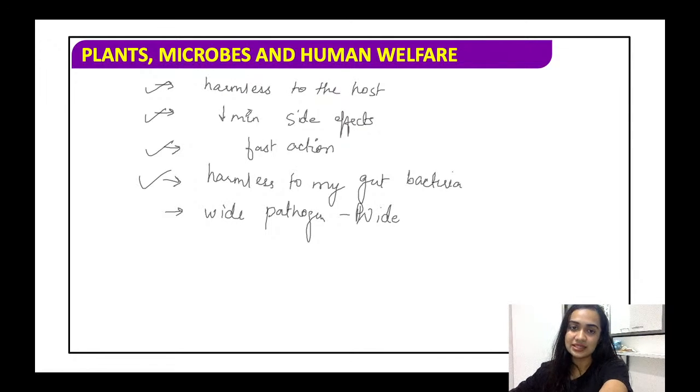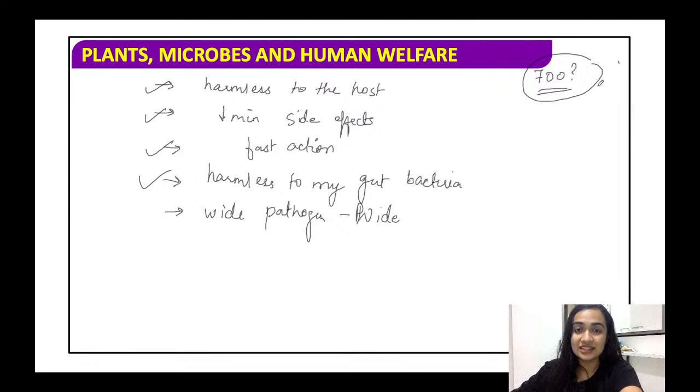Then when I come to resistance, I'd asked one question that अगर हमारे पास इतने efficient हम discover कर चुके हैं antibiotics, so why do we have 700 antibiotics that we have today? So this is basically, see, your antibiotics, they have a particular mode of action that we all discussed.